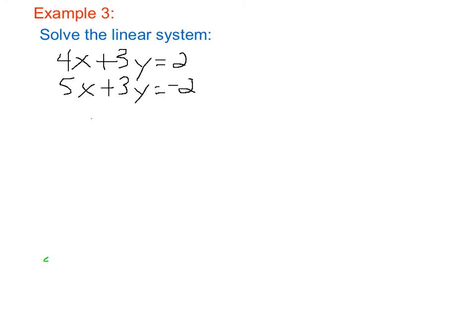Alright, so here we got two equations, and if we look at the x's, we got 4x and 5x. Well, if we add that, that would give us 9x. That doesn't eliminate. If we subtract it, it would give us negative 1x. That doesn't eliminate. So I'm going to look at the y's.